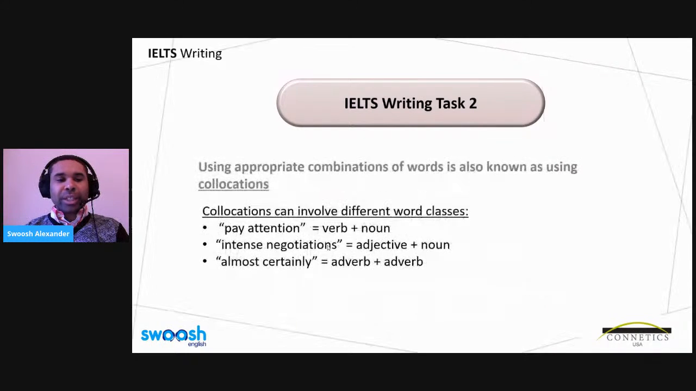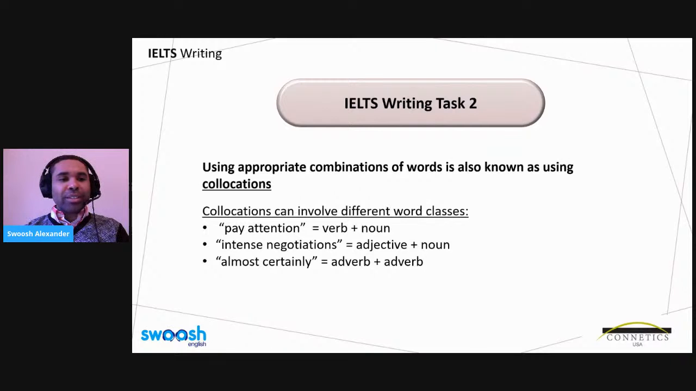So let's focus on this then, the appropriate combinations of words. When we talk about appropriate combinations of words, we are also talking about collocations. So collocations can involve different word classes. In the example, pay attention, we were looking at a combination of a verb and a noun, obviously, to pay being the verb and attention being the noun. In the phrase intense negotiations, you have an adjective plus a noun. There are other types of combinations of words as well. In the expression almost certainly, we have a combination of an adverb plus an adverb.